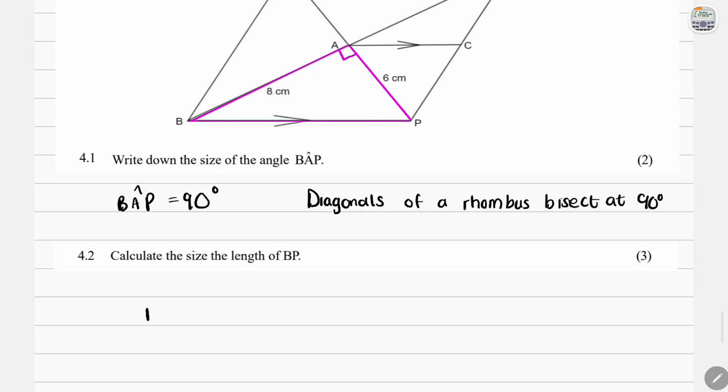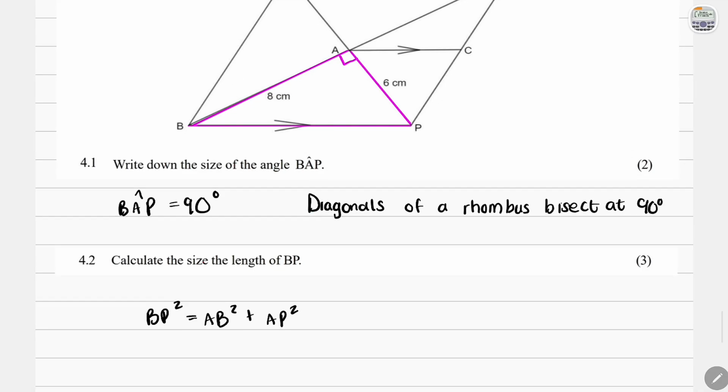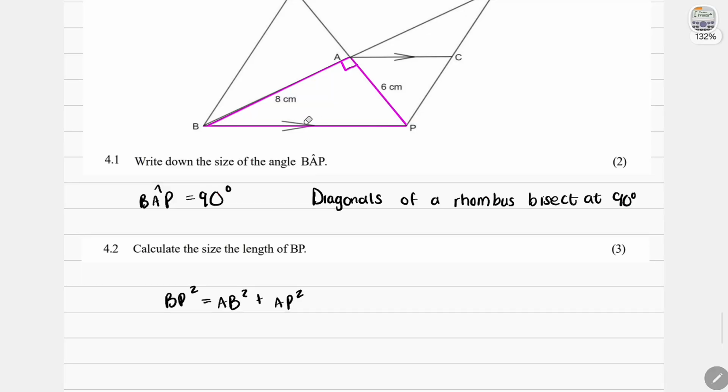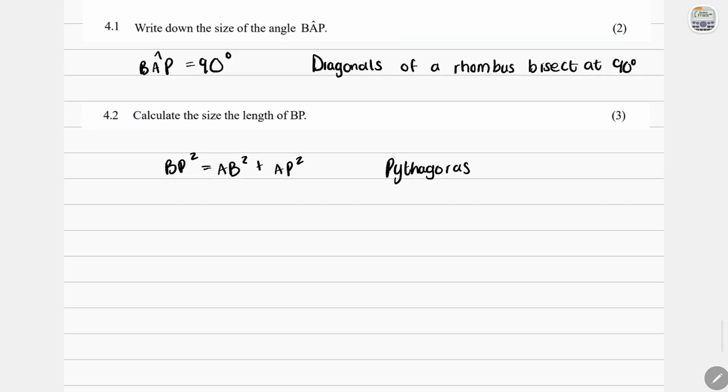So to find BP, you'd say BP squared is equal to AB squared plus AP squared. And this is because of the theorem of Pythagoras, that hypotenuse squared equals shorter side squared plus other shorter side squared. So for our reason, we say Pythagoras.